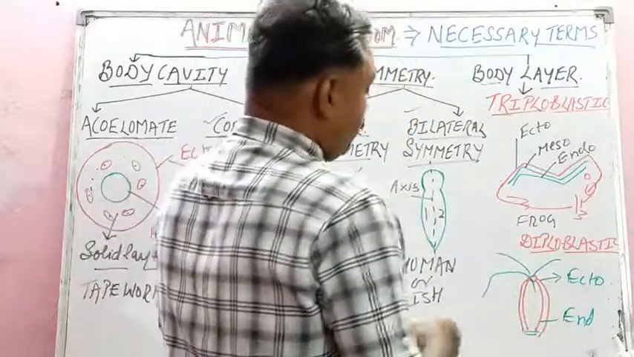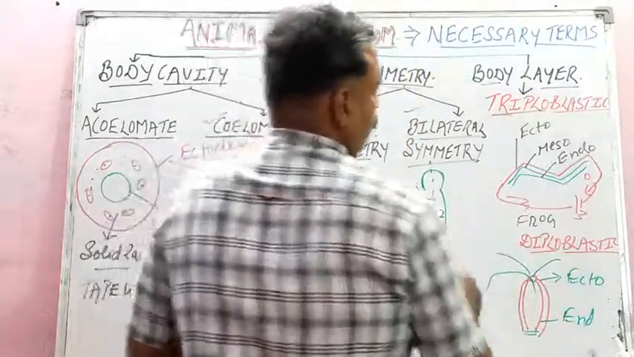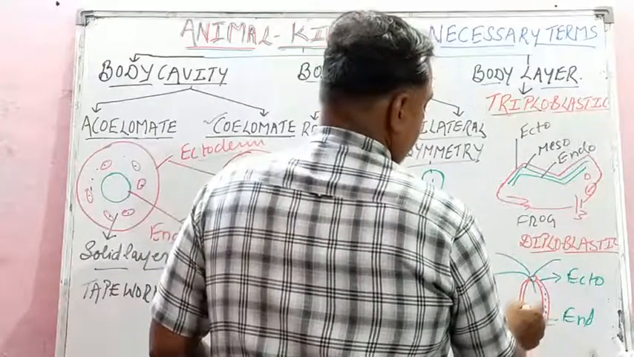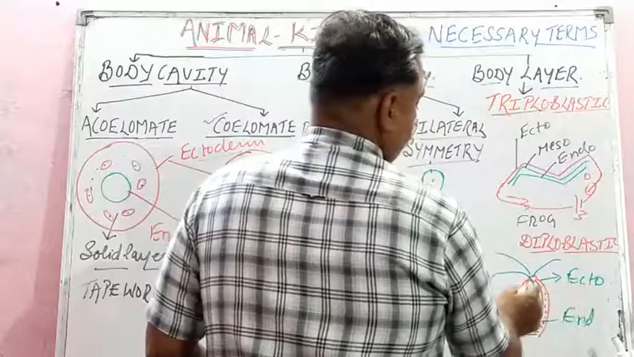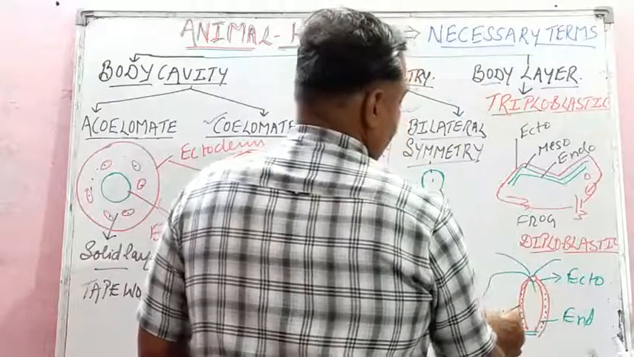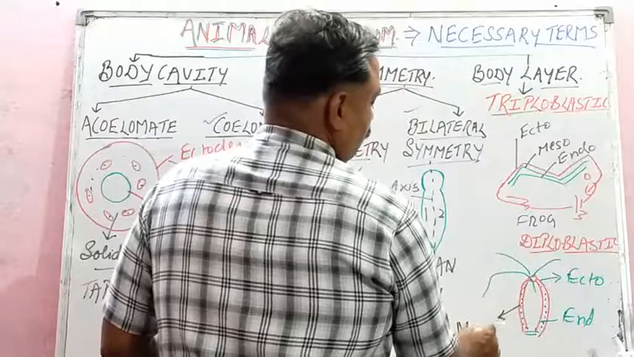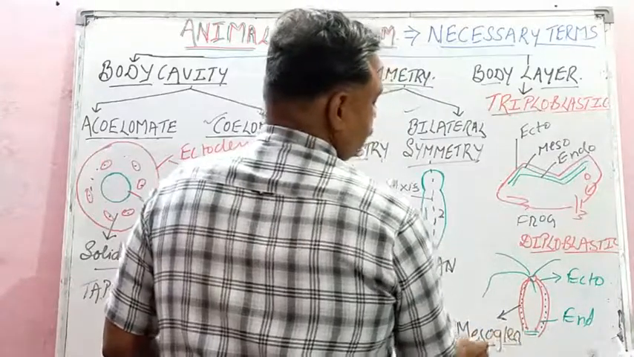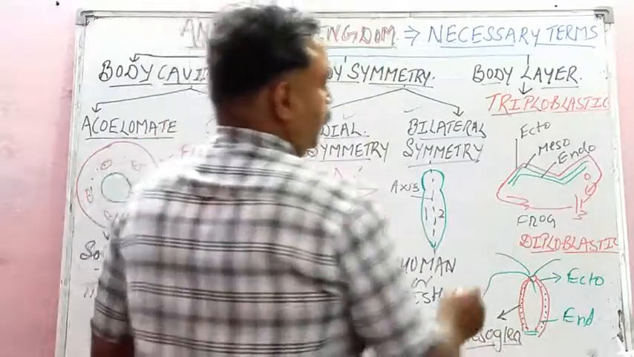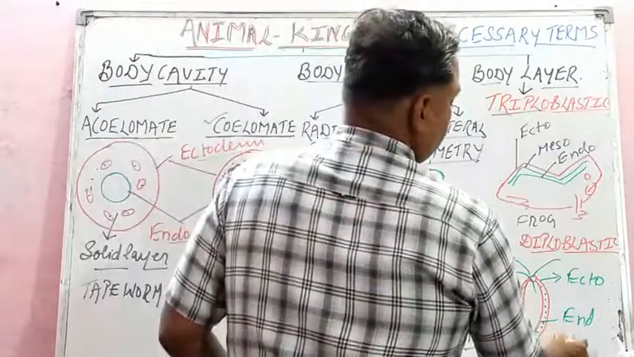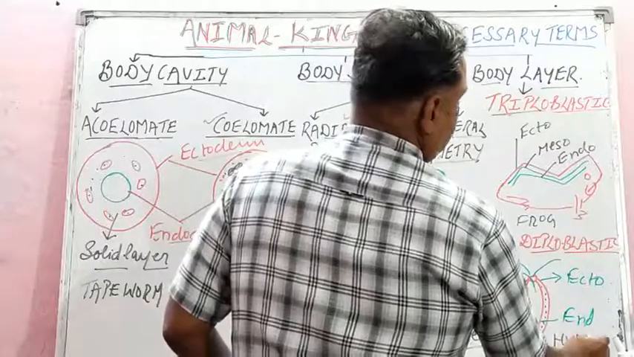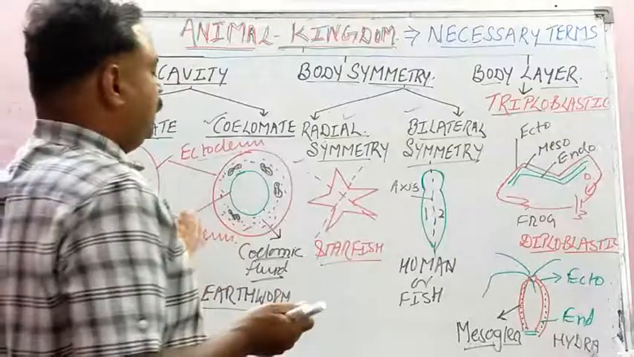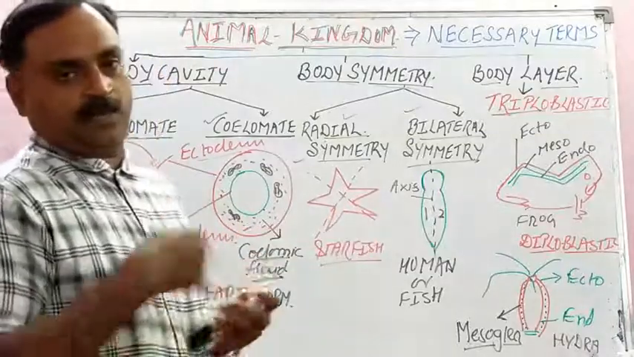And one more piece of information I want to give you. In hydra, in diploblastica, mostly in all the diploblastica, between ectoderm and endoderm, the space is filled with a substance called mesoglea. Isn't it? Mesoglea. And students, the example is hydra. So these are the terms very important for animal kingdom. I will tell you some more important terms that will help you.